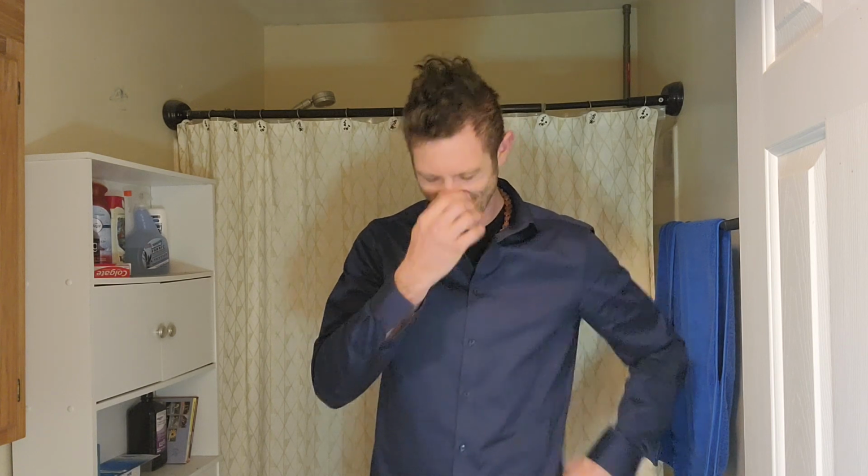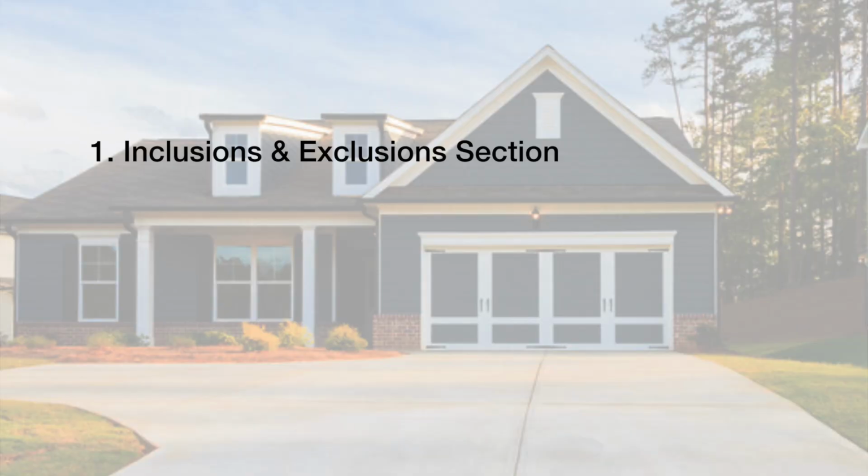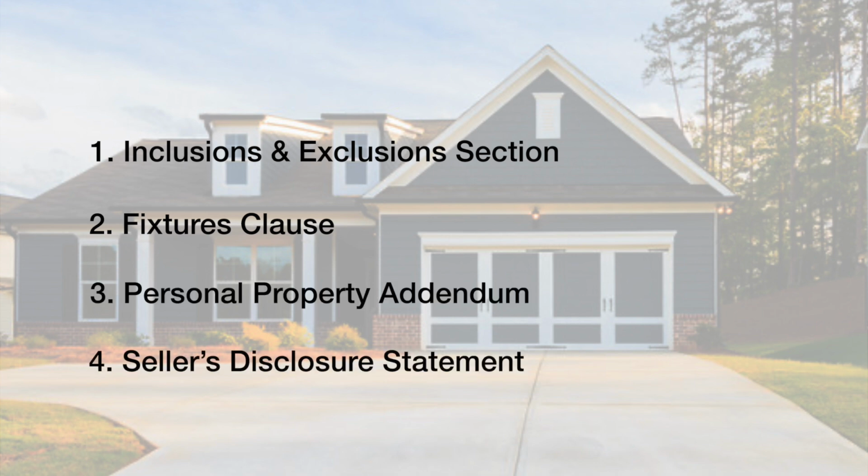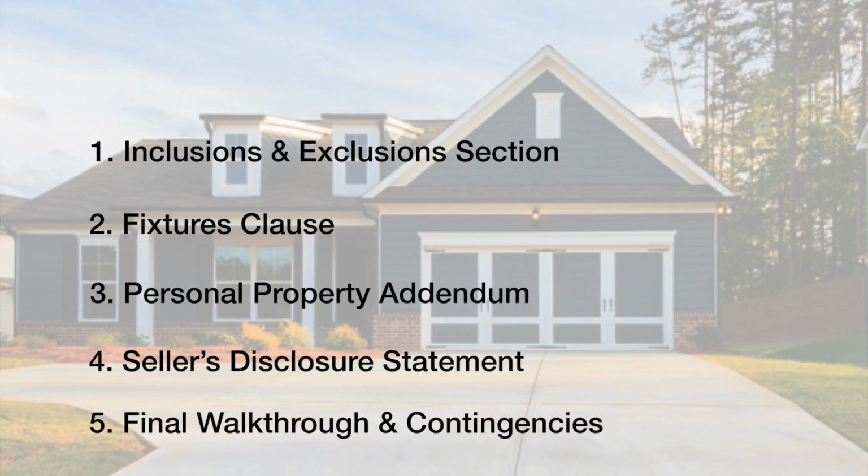It's one of those things, right? So there's 5 things you can do to address that on the contractual side: inclusion and exclusion section, fixtures clause, personal property addendum, seller's disclosure statement, and finally a final property walkthrough. I will go through those in a little more detail back at my desk after I add the light bulbs to the light fixture in this bathroom.